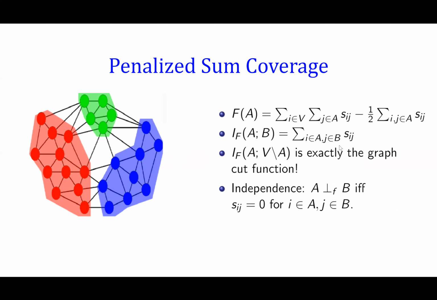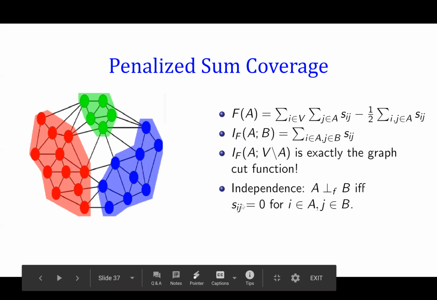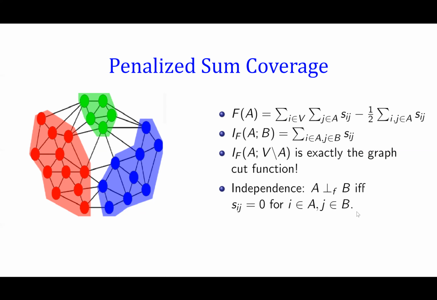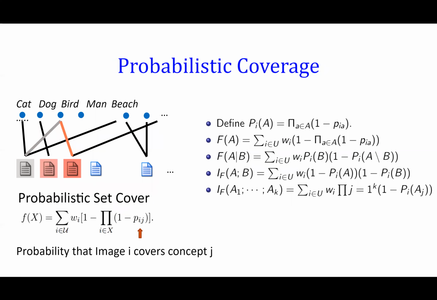So the mutual information is basically the cut between sets A and B. And in fact, if you look at the mutual information I(A, B) minus A, this is exactly the graph cut, right? And two sets are independent if the cut between the two sets is 0. So again, a very intuitive way of capturing mutual information over here.